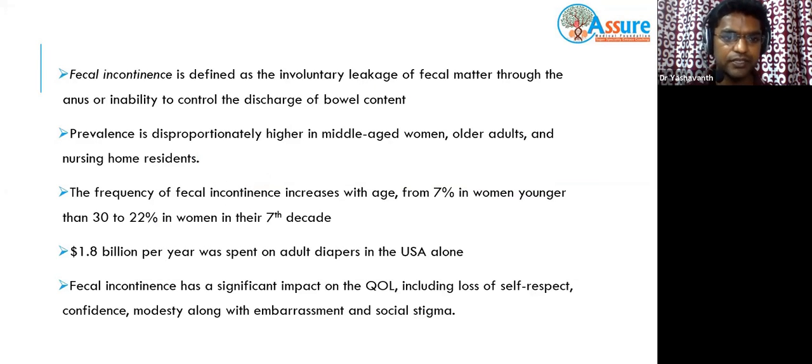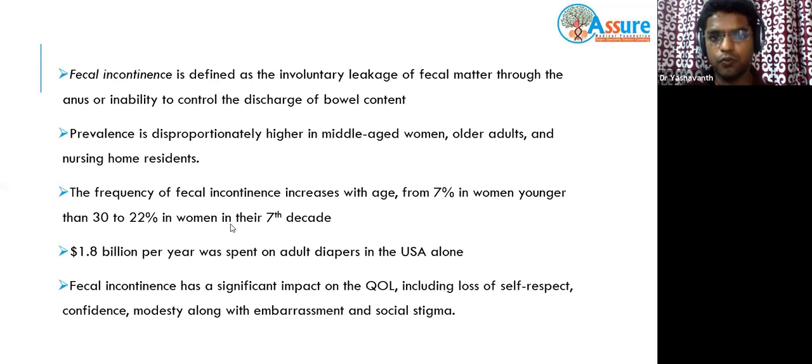So how do you define incontinence? It is defined as involuntary leakage of fecal matter through the anus, or inability to control the discharge of bowel contents. The prevalence is disproportionately higher in middle-aged women, older adults, and nursing home residents. The frequency of fecal incontinence increases with age. It might be 7% in younger women, which increases up to 30% in the 70s.